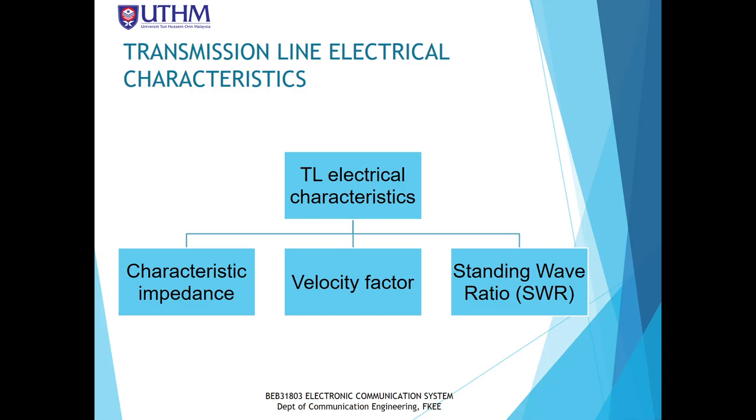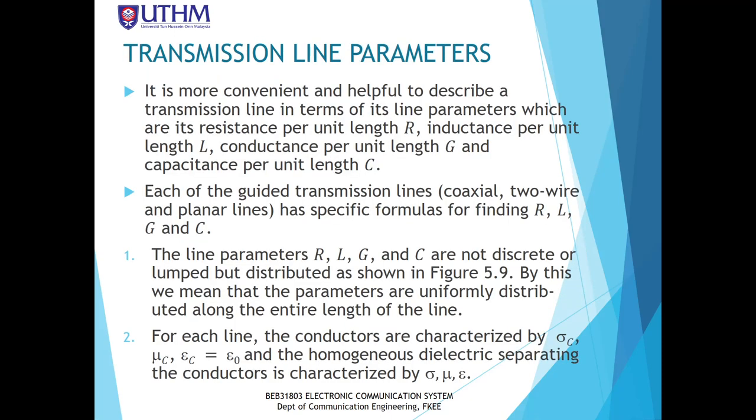And then transmission line electrical characteristics. So this is the characteristic of the wire or cable. Ini adalah kita ingin melihat apakah sifat-sifat transmission line tersebut. So we have three main characteristics, okay, which are characteristic impedance, velocity factor, and also the SWR. Okay, so these are the three main characteristics. The transmission line parameters. So transmission line parameters consist of R, L, G, and C. Okay, so R is the resistance, L is the inductance, G is the conductance, C is the capacitance. So transmission line consists of all of these parameters. Okay, so you're gonna see later about this.